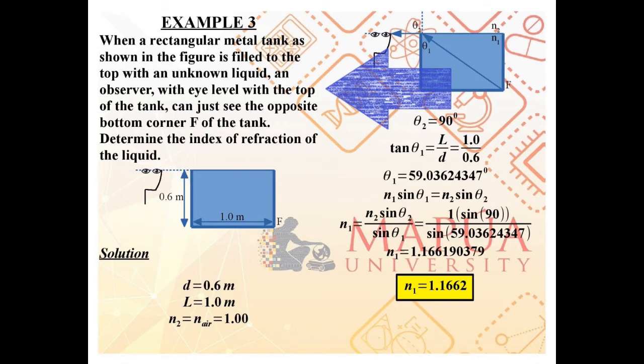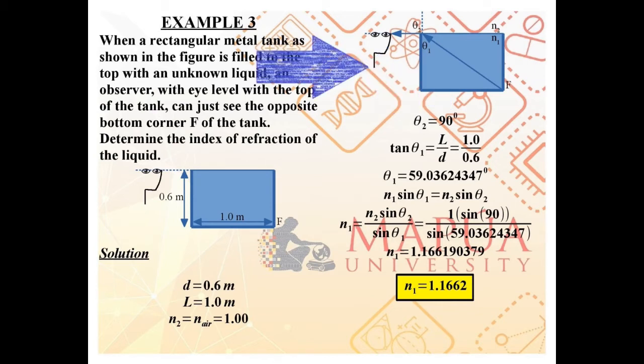Determine the index of refraction of the unknown liquid inside the metal tank. The dimensions of the metal tank are given in the figure. Let D be the height or the depth of the tank, 0.6 meters, and let capital L be the length of the tank, 1 meter.